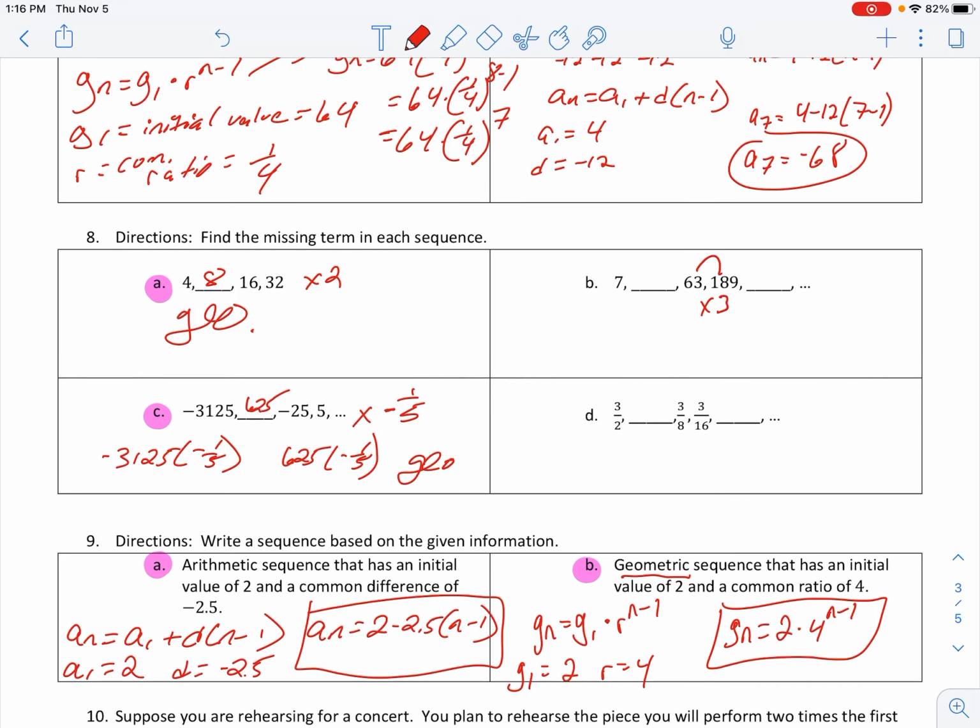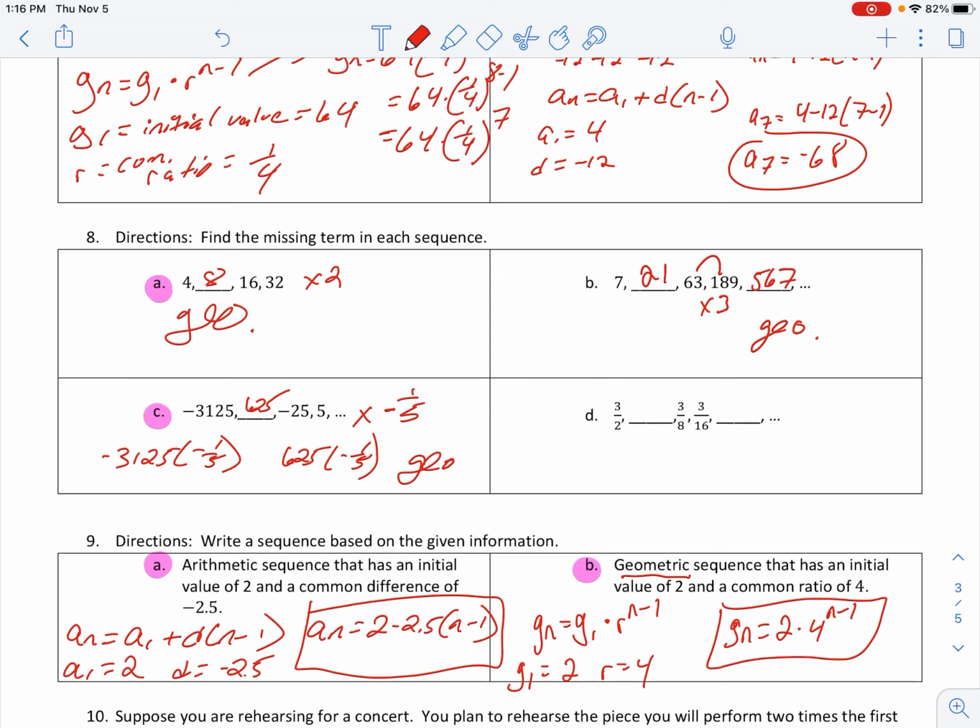multiplying by 3. So if I do that, 7 times 3 should be 21. 21 times 3 is 63. That continues to make the pattern right. 63 times 3 is 189. 189 times 3 is 567. And if need be, this would be considered a geometric sequence. Letter D.